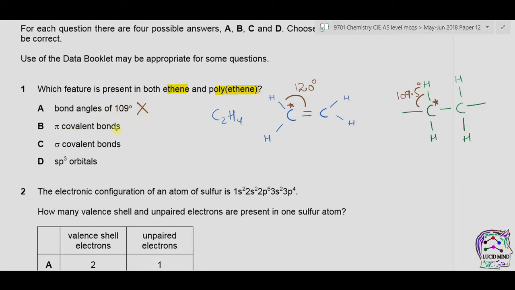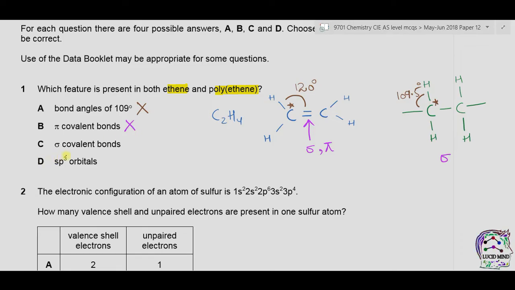B, pi covalent bonds are present in both ethene and polyethene. As we can see that in ethene, pi bond is present along with sigma bond. The first bond is always sigma bond and the second covalent bond that is formed is always pi bond. While in polyethene we can see that all bonds are sigma bonds. There is no pi bond present. So B is also incorrect.